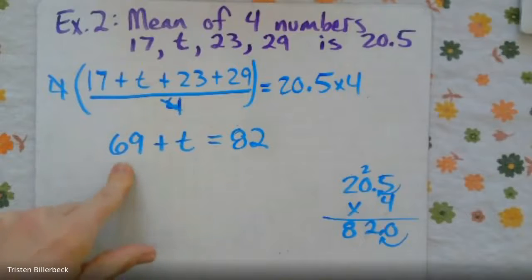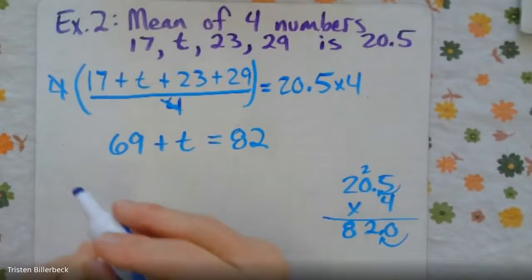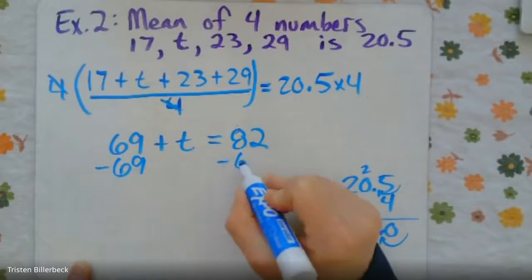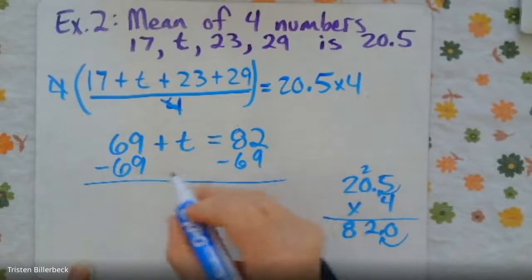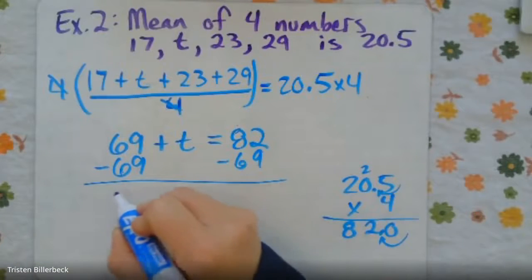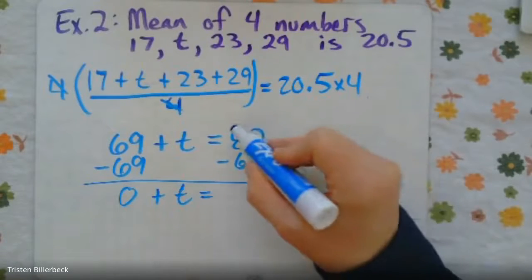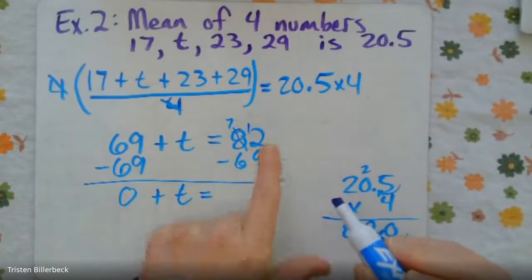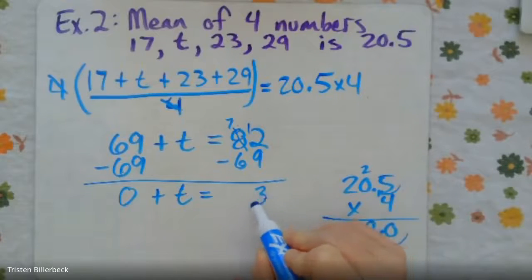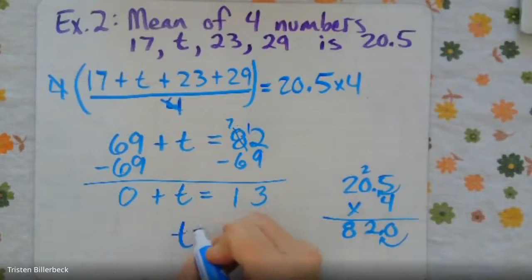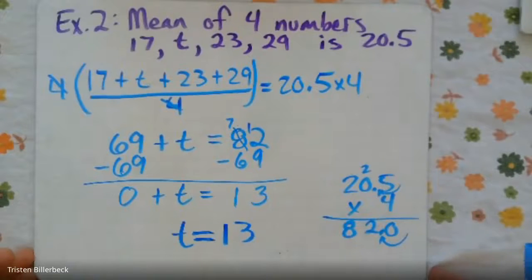So we have a plus 69, so the opposite of a plus 69 is a minus 69. When we add the two together, that's 0 plus t equals, and we're going to borrow 1 from here. So we have 12 minus 9 is 3, and 7 minus 6 is 1. So t equals 13. Okay, so there you go for that one.